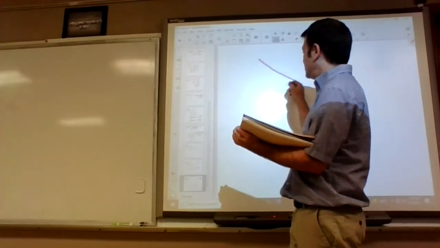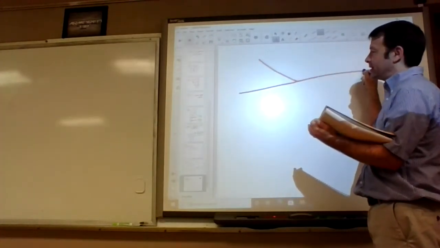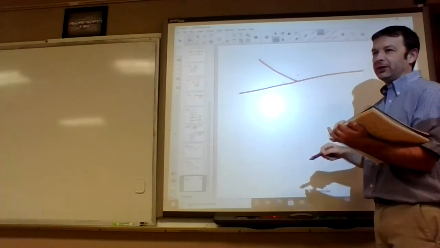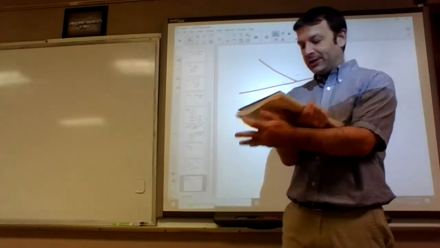If you look at FGE, it looks like that. If you look at FGB, it looks like that. Together, they make a straight angle. They're a linear pair, so they have to add up to 180. They have to be supplementary.